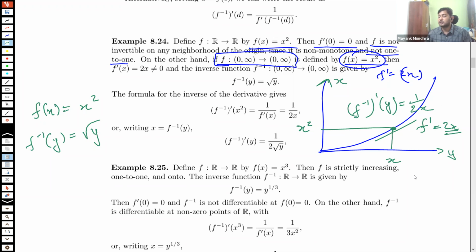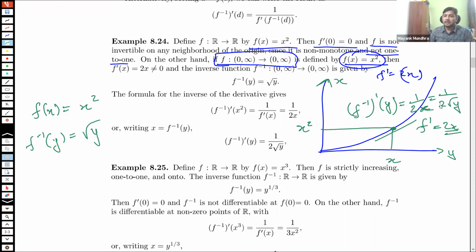And since x square is equal to y, x becomes root y. So this is 1 by 2 root of y. This is exactly the derivative of root x, which you gave me earlier. I'm not saying, why am I doing the same thing with the longer method? I'm giving you an example of how to use it.